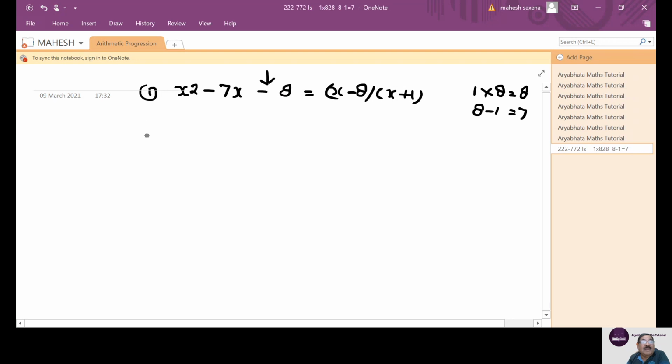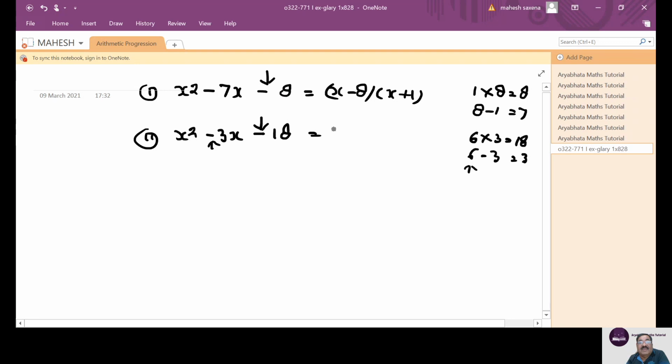Take the second example. Suppose it is x square minus 3x minus 18. Since it is negative, we will break 18 into two terms such that their product is 18 and difference is 3. It is 6 and 3. 6 into 3 is equal to 18, and 6 minus 3 is equal to 3. This is negative. Therefore, we will assign this to this 6, and their factors are x minus 6, x plus 3.